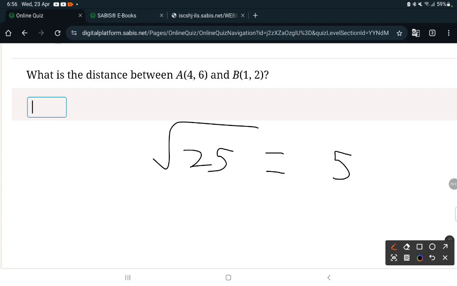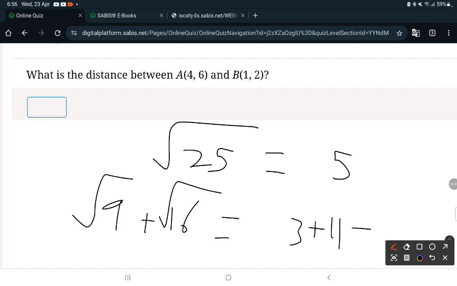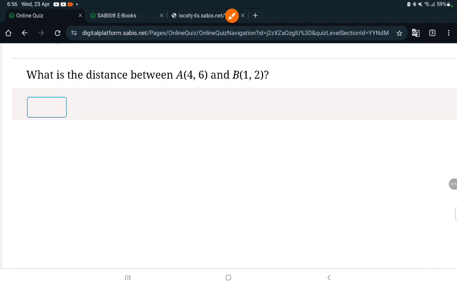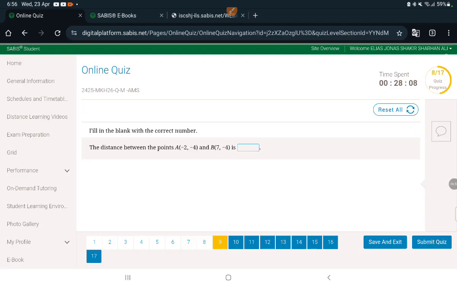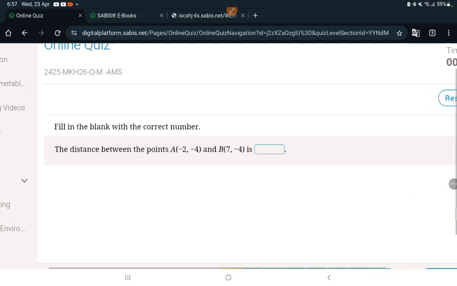Also, make sure you don't make this common mistake. I always see people making it. Once they get 9, and let's say we had 16, they do radical 9 plus radical 16, which is just going to be 3 plus 4, and they say it's 7. That's wrong. You can only do that if it was multiplication, not addition. So as I said, the answer is going to be 5. Always make sure to join both numbers together, then you do the radical.